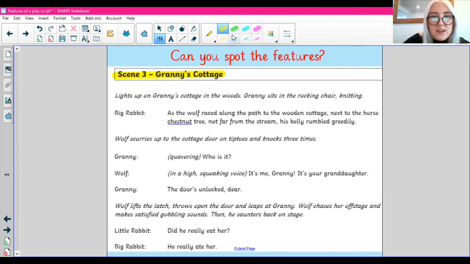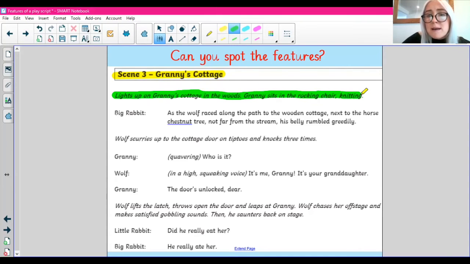Good. The next feature here is, I'm going to pop this in green. This is our brief setting description. It tells us what's happening at the start of the scene and who might be there and just a little bit of detail about what to expect when the scene starts. Lights up on Granny's cottage in the woods. Granny sits in the rocking chair knitting.